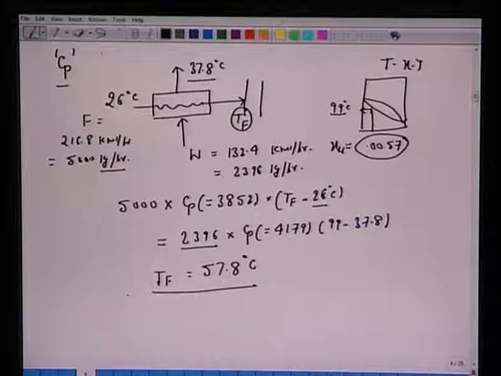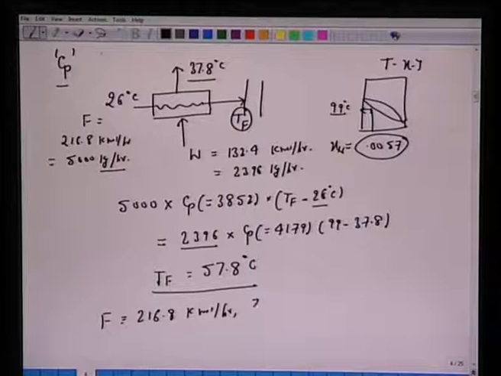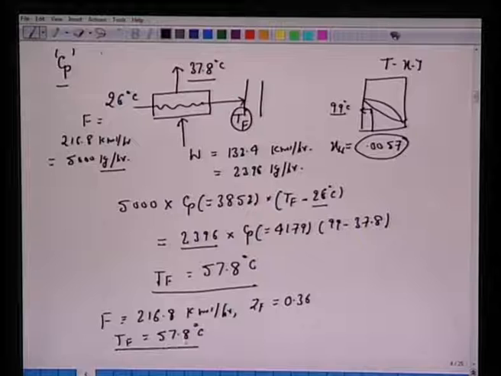All right. So now we know the feed which enters the column has the flow rate 216.8 kilomole per hour. It has composition ZF as 0.36. Its temperature, just now we calculated, is 57.8 degree centigrade. All right. Now what is the status of this feed? Again, one has to go back to this TXY diagram.